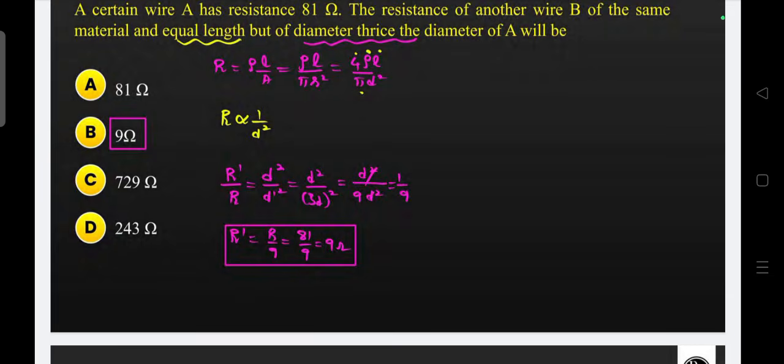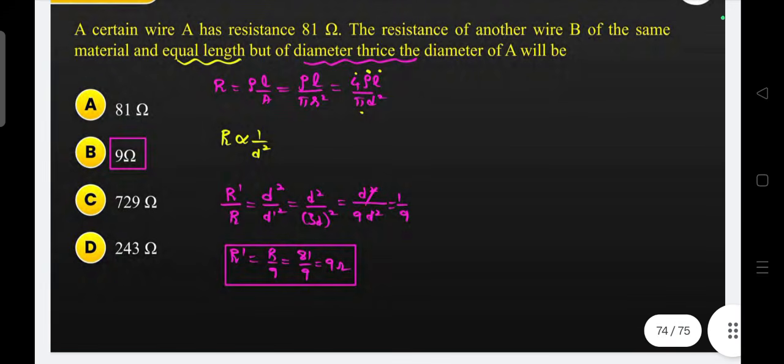Next question. A certain wire A has a resistance of 81 ohm. The resistance of another wire B of the same material and equal length, but with diameter thrice the diameter of wire A, will be. The answer is 9 ohm. How 9 ohm? Here is the given solution. Just check it out and take down the notes.